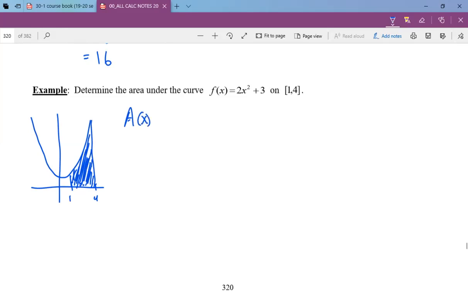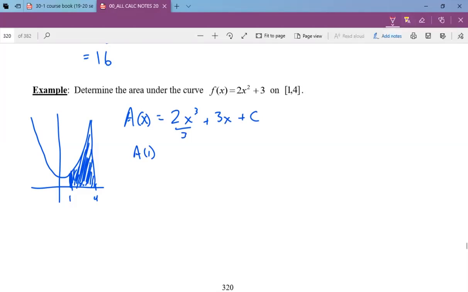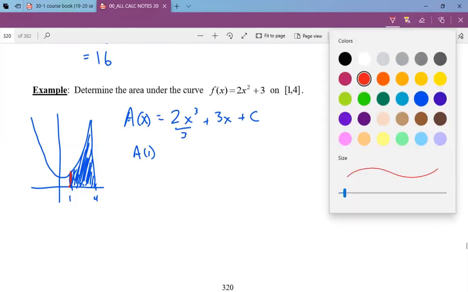So we start by taking A of x being your antiderivative of this function. The function is 2 times x squared. We add 1 to the exponent and divide by that. The plus 3 becomes plus 3x. And then, let's see, the area at 1, just the area of that line there, the area at 1 is equal to 0.